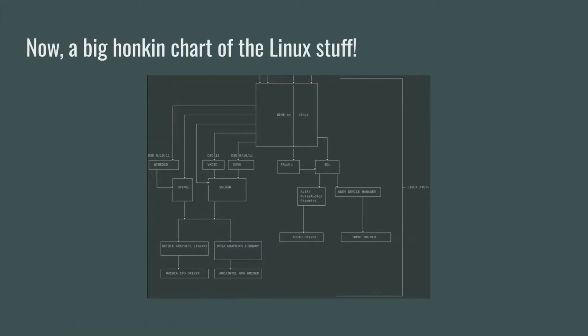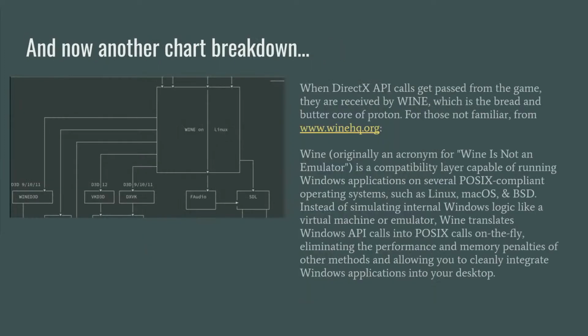And now a big honking chart of the Linux stuff, the part that everybody wants to see. This is a much bigger part of the chart, obviously. I'm sorry if people can't see this. I know the chart is kind of small even though it's blown up here. But we'll break it down a little bit more. So we've got Wine, which is where the DirectX stuff gets inputted. And Wine handles a bunch of different Windows APIs.